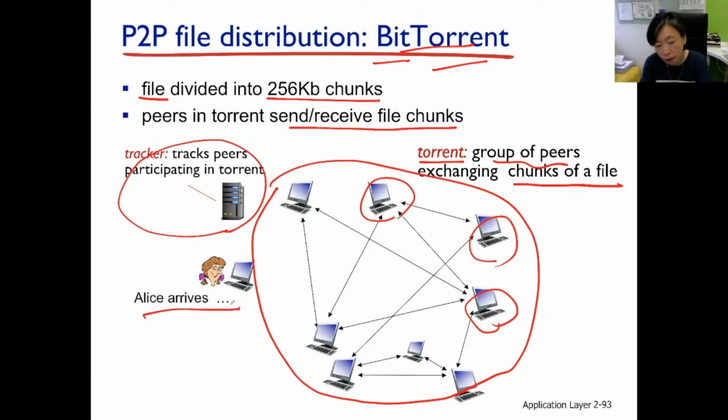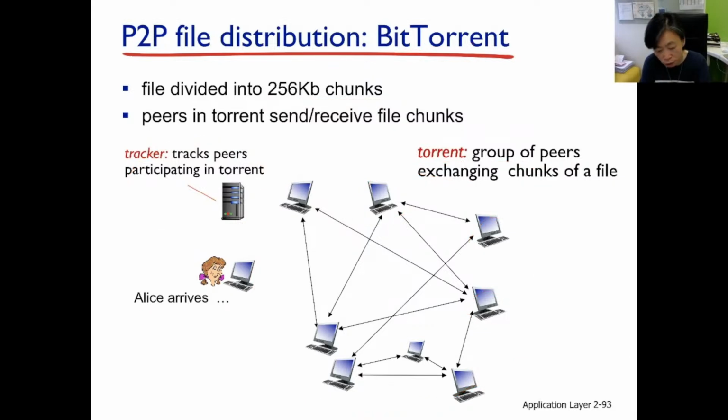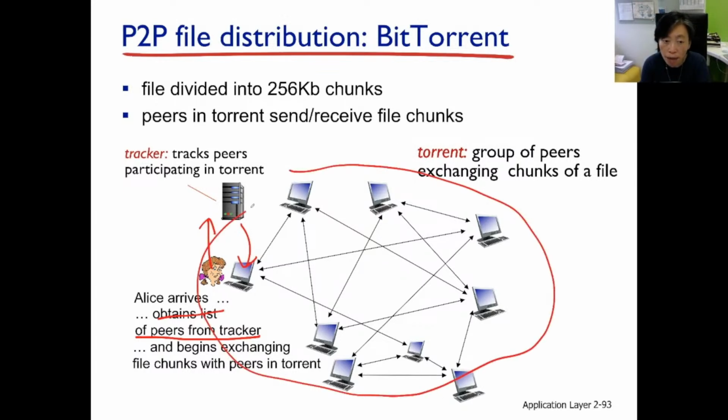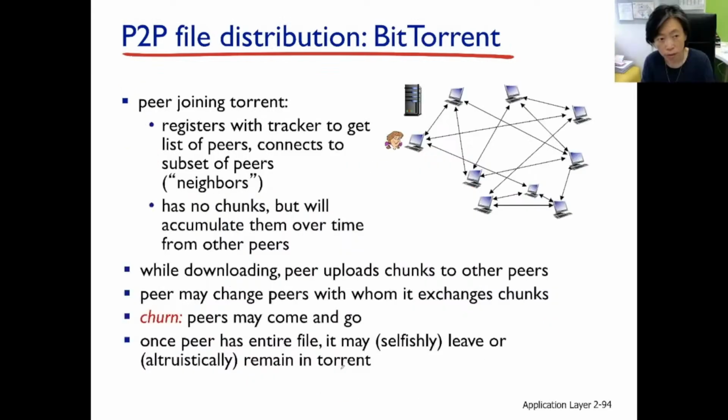So when Alice arrives, for example, what the system does is first contact the tracker, and then the tracker in return gives Alice a list of peers. This is the initial set of peers that Alice will connect to. Once Alice is connected to the torrent, Alice can try to explore other peers and establish connections to these other peers. So the tracker here is to bootstrap the initial joining process.